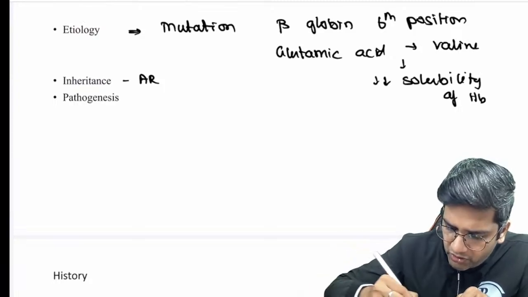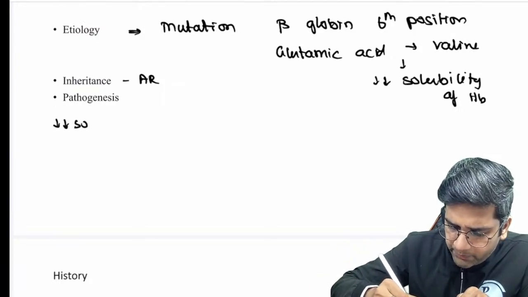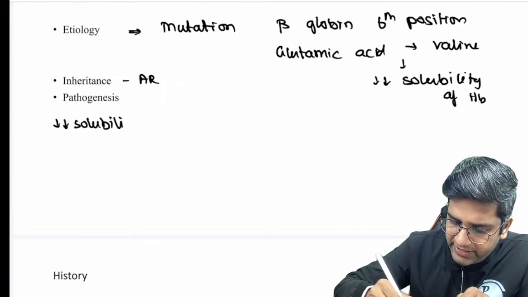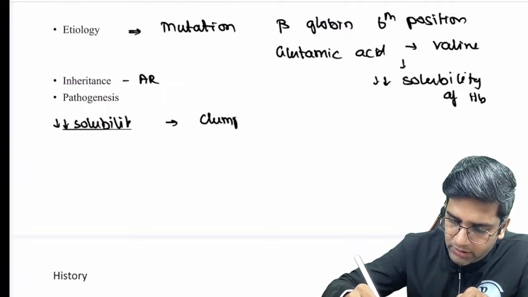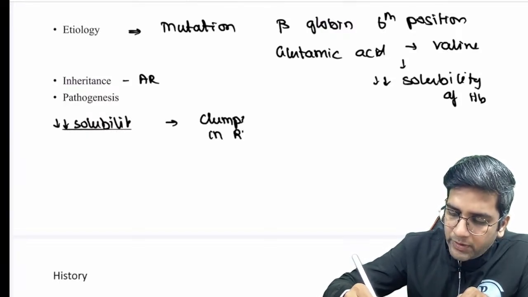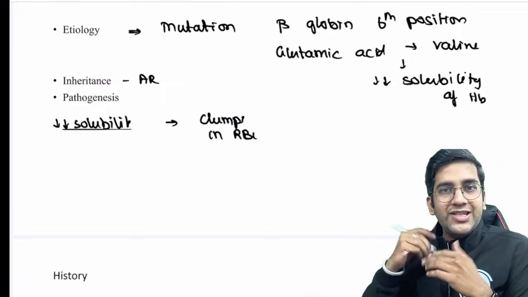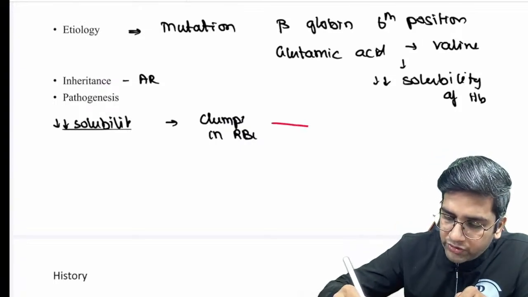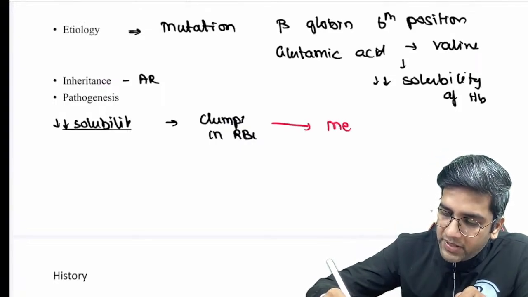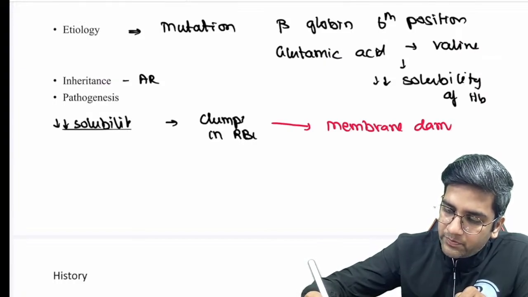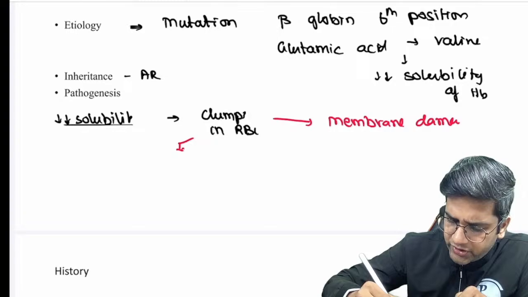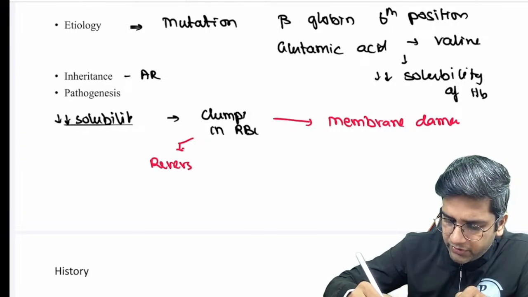Pathogenesis: because of the reduced solubility of hemoglobin, we'll start with the same thing we mentioned in the etiology. There'll be clumps of hemoglobin. Obviously, when it's not soluble, you'll have clumps, right? So once you have clumps, these clumps can do two things. One, it can cause membrane damage. This membrane damage can be irreversible, right? It can also cause reversible membrane damage, right?